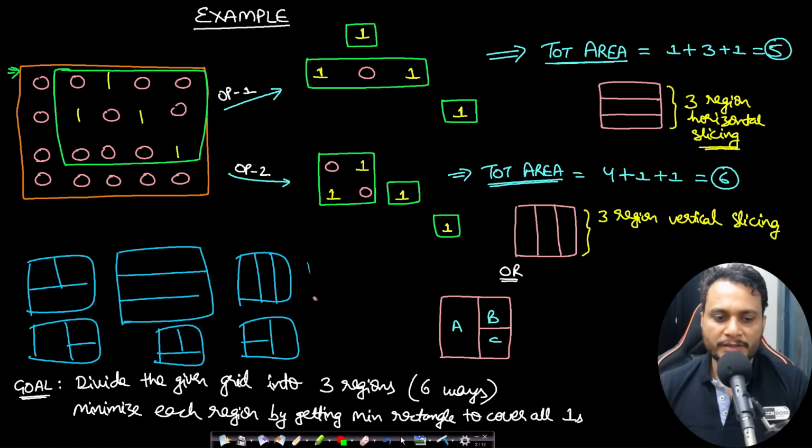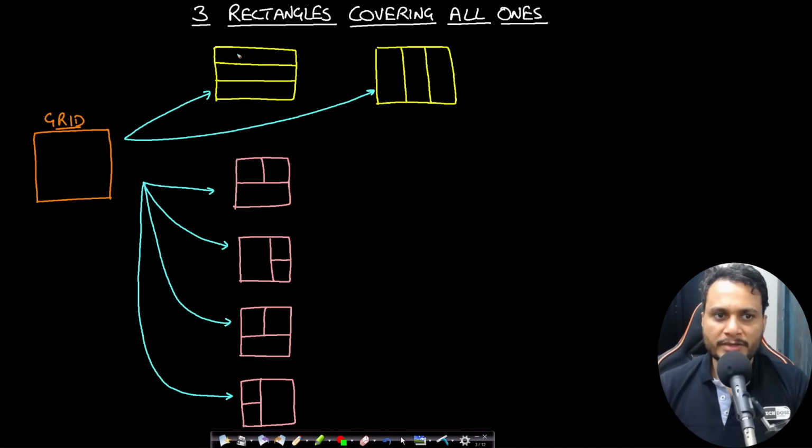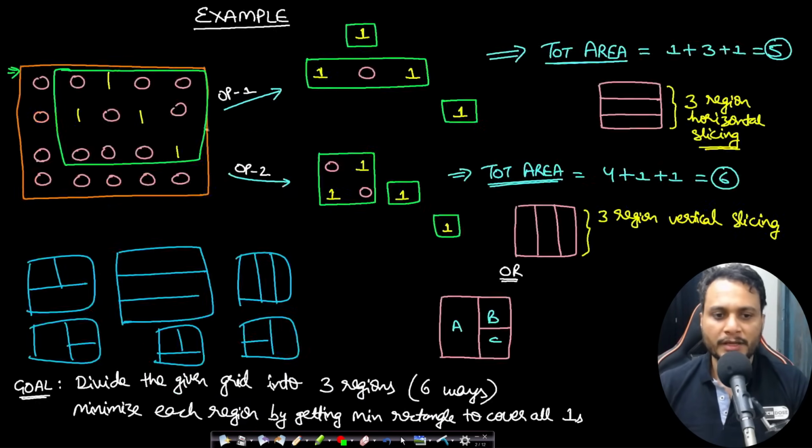Now how to come up with this? Definitely you have to draw and see that you cannot have more than 6 possible ways. So there will be exactly 6 ways in which a grid of size m by n can be divided into 3 rectangles. So this grid is already a rectangle. If this grid is already a rectangle, then you can divide it into 3 rectangles in only 6 ways possible. Okay, so there will be 6 cases in this case.